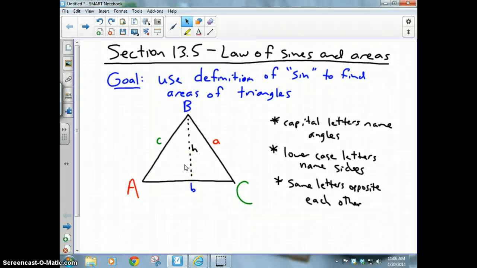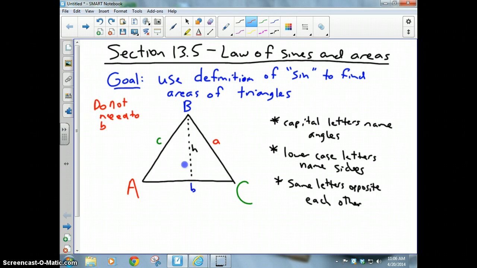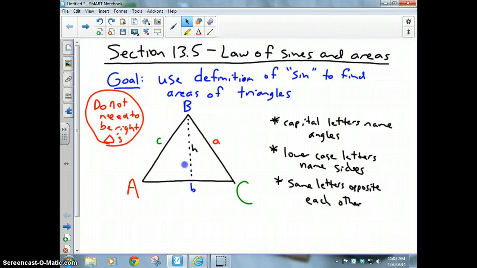All right, section 13.5 is now going to lead you into a new world of trigonometry, dealing with things called the law of sines, and then we're going to get into the law of cosines. However, what you need to know about this is the fact that now the triangles do not need to be right triangles. We're so used to trigonometry being all right triangles, but from now on, they do not have to be.